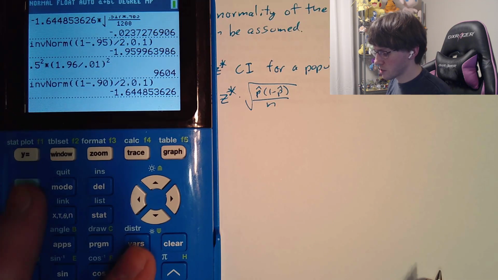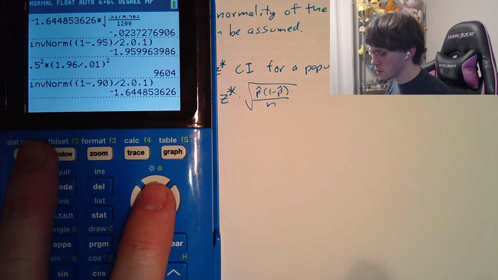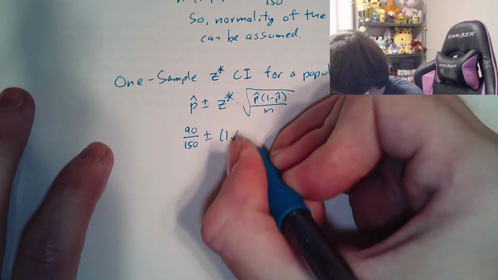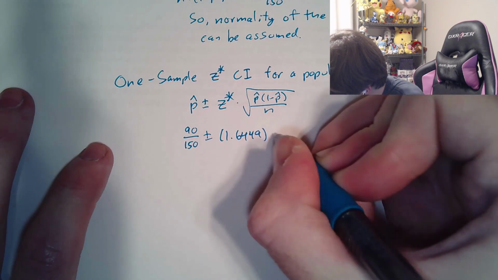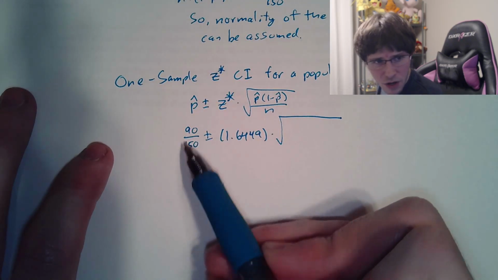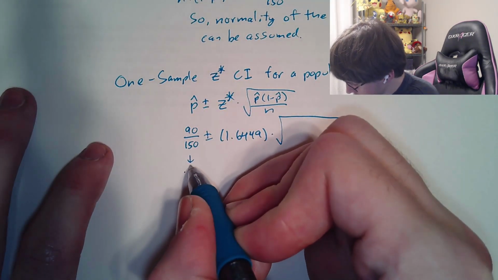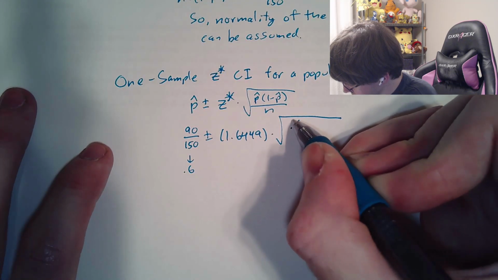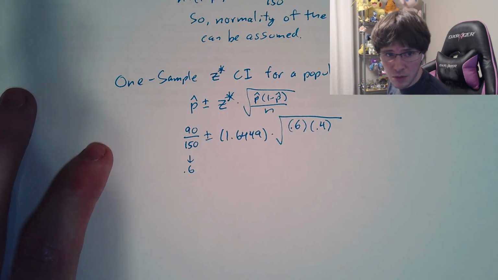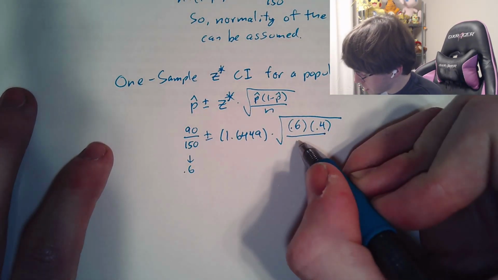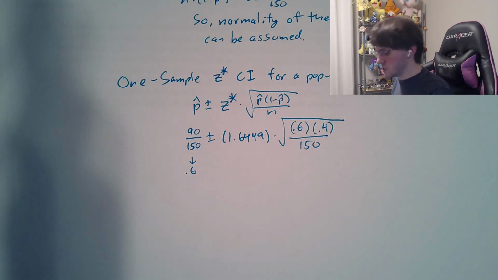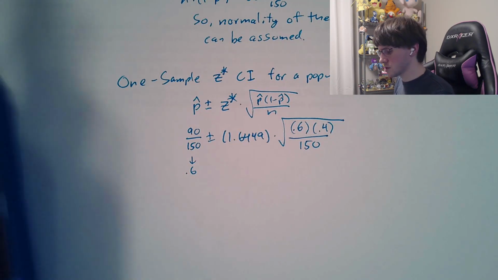But I'm going to use the 1.6448 or 1.6449 is what I like to use. So 1.6449 multiplied by our big, huge square root. 90 over 150, by the way, this is 0.6. I'm just going to write 0.6 here because it's too difficult to write that whole fraction out. 1 minus p hat is going to be 0.4. And then now you're dividing it by our sample size, which is 150. Then, after you've written all that out, we're just going to cheat and use the calculator to be 100% certain that we've plugged all the numbers in.